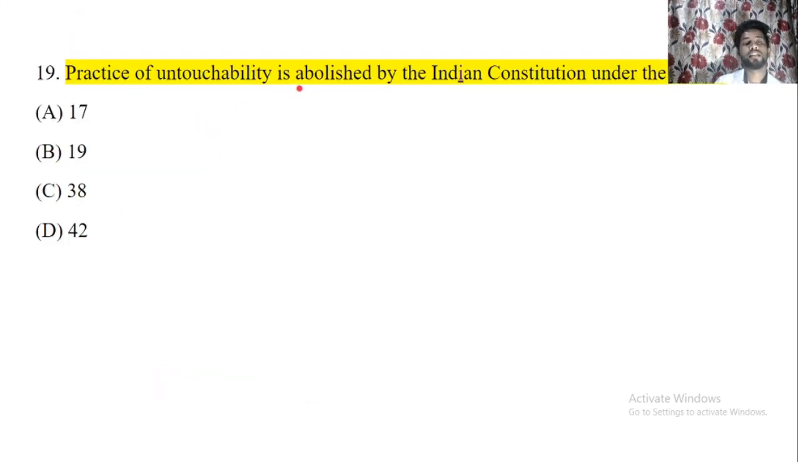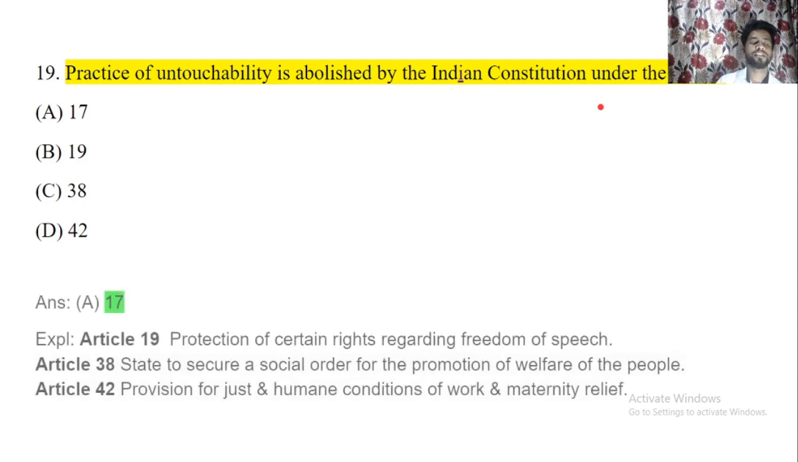The practice of untouchability is abolished by the Indian Constitution under which article? The practice of untouchability is abolished under Article 17. So option A is correct. Now, what about 19, 38 and 42?